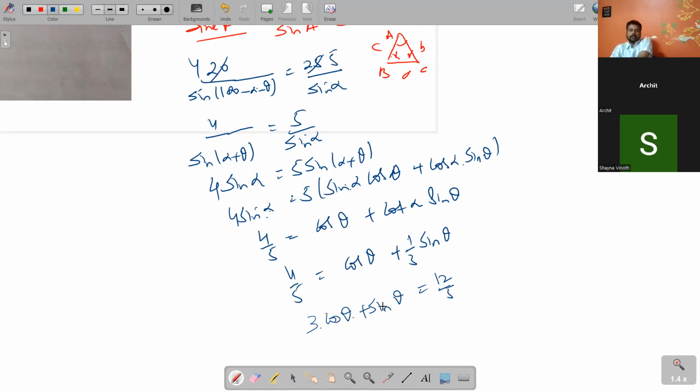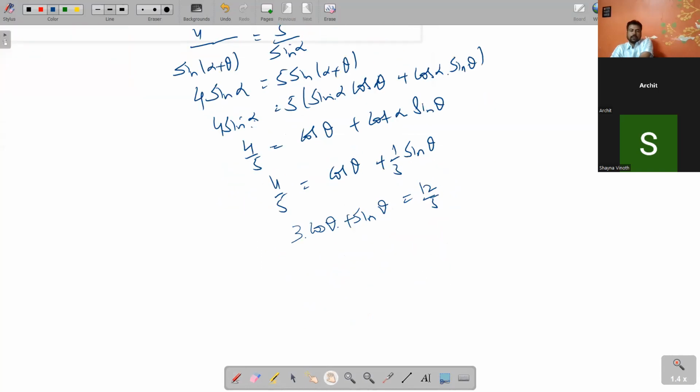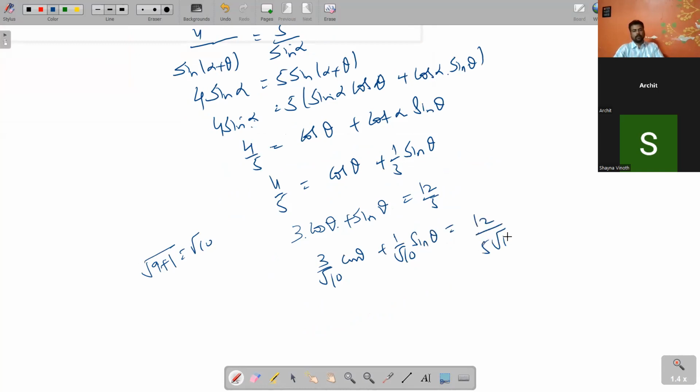Now, a cos theta plus b sin theta, how do you do this? You just have to divide and multiply by under root a square plus b square. So under root a square plus b square is under root 10. So divide and multiply like this. Balance it. Suppose this is your sine beta. Assume. So if this is your sine beta, so this will be sine.